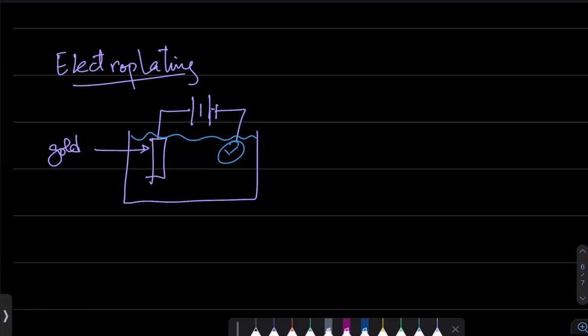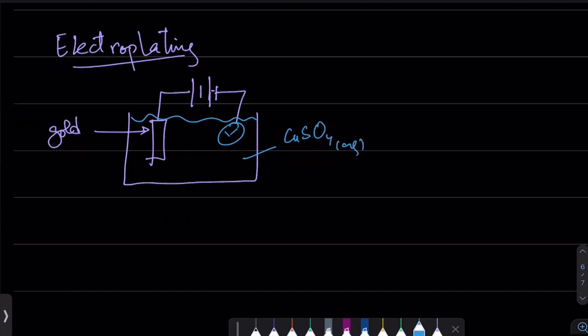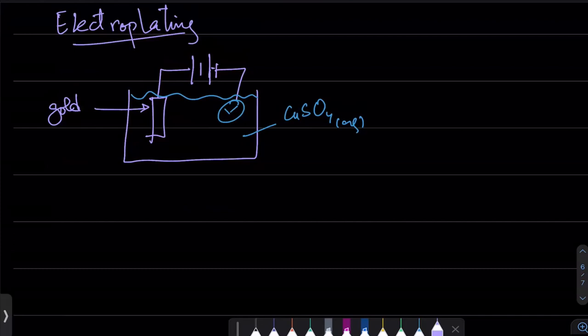So salt like gold nitrate, but if you are saving money then you can use anything that's more reactive than gold, so copper sulfate will work. Ab kya hoga, ions dekhte hain, anode pe dekhte hain kya hoga, cathode pe dekhte hain kya hoga.